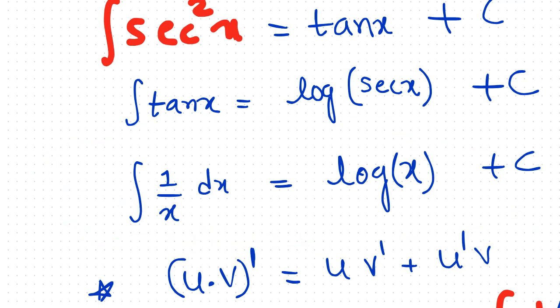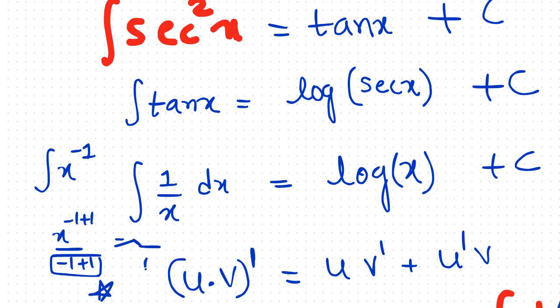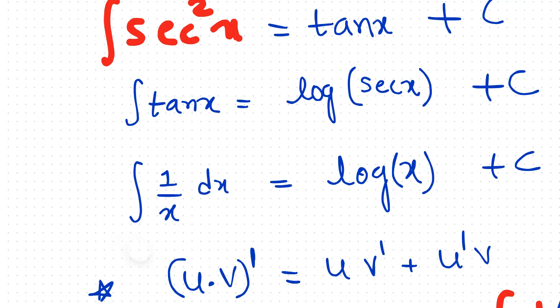It's log x plus c. See, I told you how to remember that. 1 by x means x to the power negative 1. Usually this was the usual trick: minus 1 plus 1 means 0, right? So something upon 0, and 0 in the denominator means it's not defined. So this is an exception. 1 by x means log x is the answer.